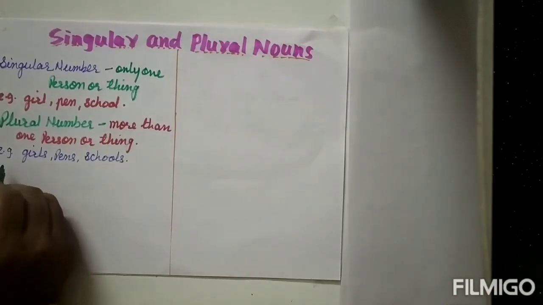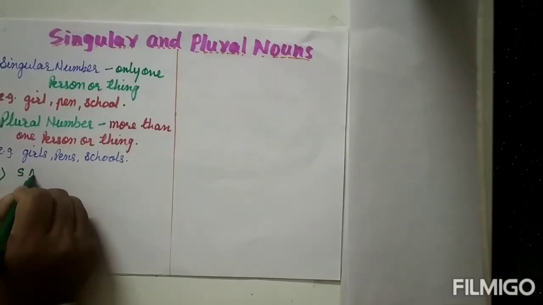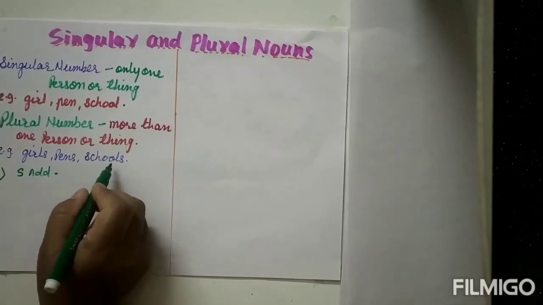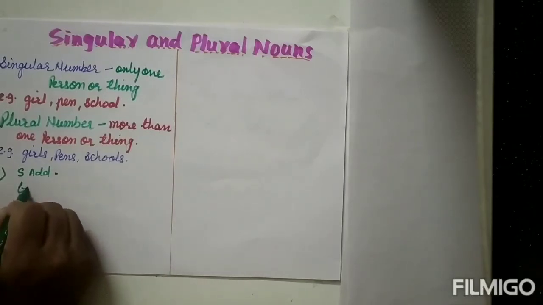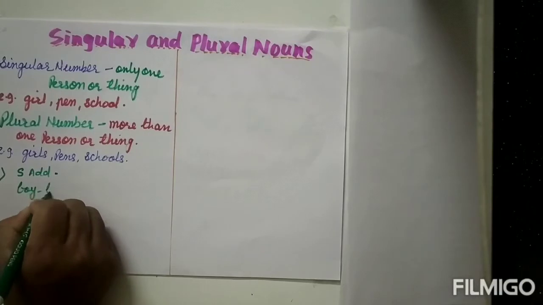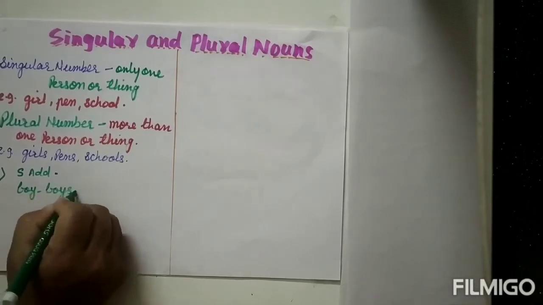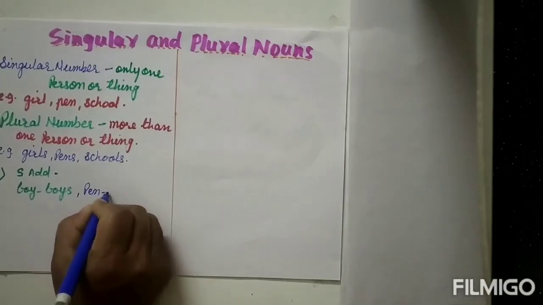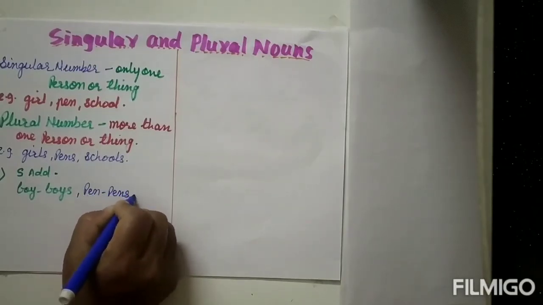First rule we'll see, we add s to form the plural of most nouns. For example, boy, boys, then pen, pens. Okay.